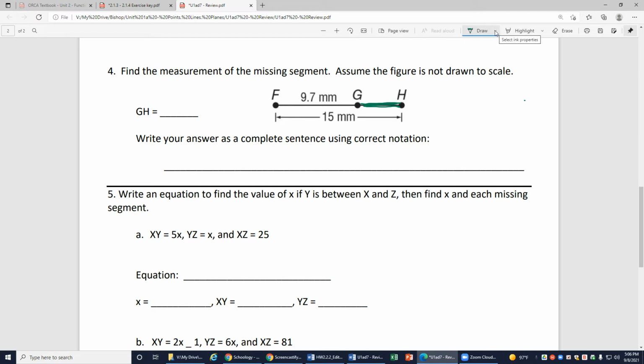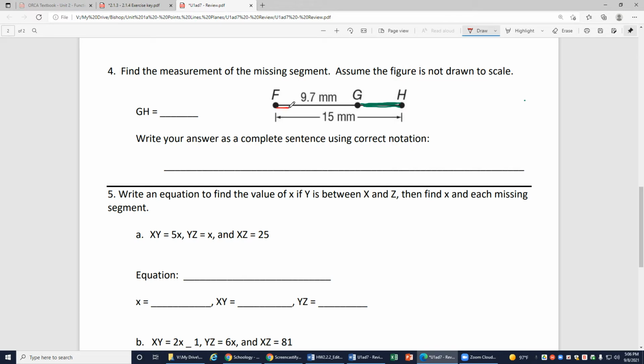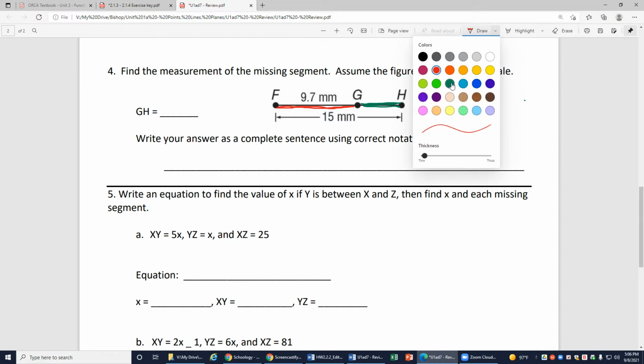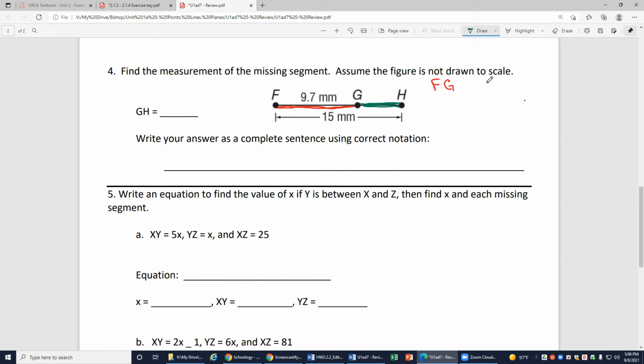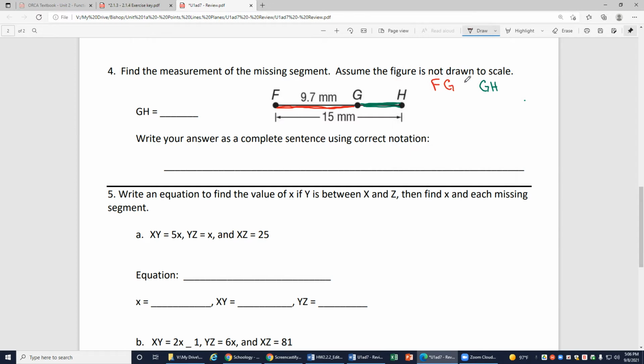So remember, our segment addition postulate says if you have a point on a segment, then you can look at the left side, FG, and then the right side, GH, and together, if I add those two together, the left plus the right, that's going to equal the whole thing, F all the way to H.